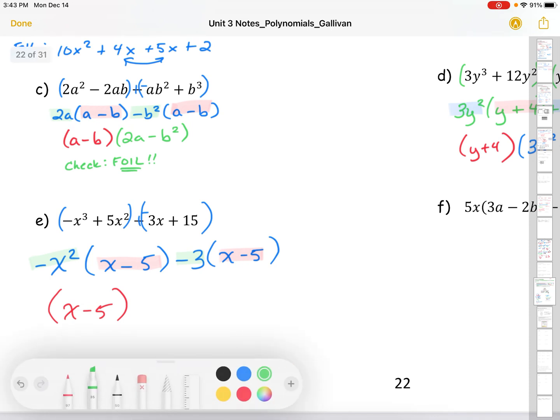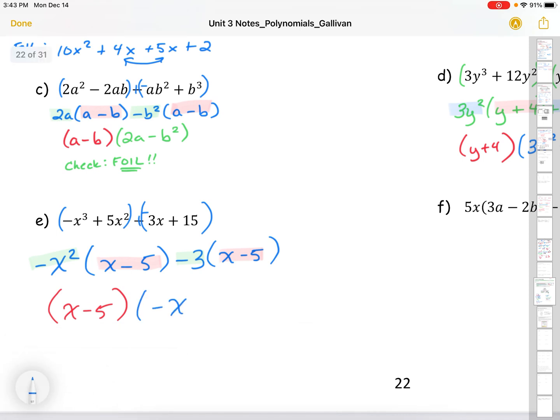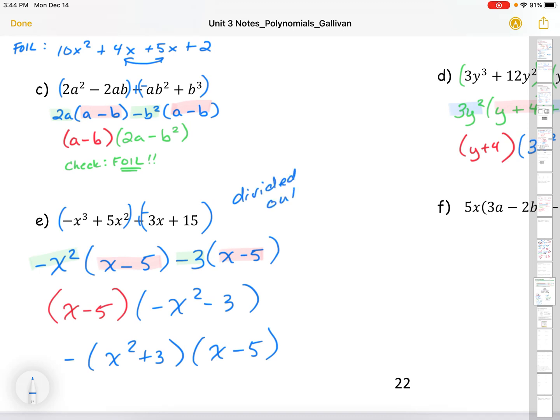Now, let's write that. Oops, that's not what I want. I want this. Negative x squared minus 3. But I don't like having that negative sign in there, right? So I'm going to factor out a negative. I should have done it first, is what I should have done. So I'll factor out a negative, and I get x squared plus 3, and then times the x minus 5. Doesn't matter the order. I should have divided out the negative first.